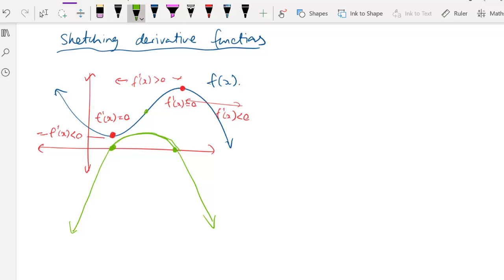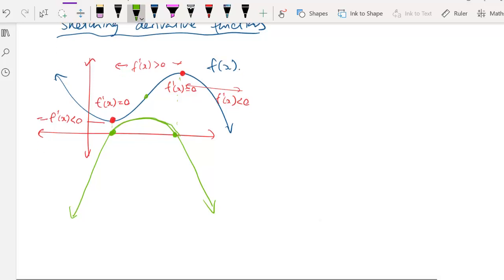The big parts of this process are about working out, okay, where are the stationary points? And those stationary points will end up tracking to be zeros. And in which sections are we positive and negative. And then we can always draw a rough sketch of what that derivative function will look like.